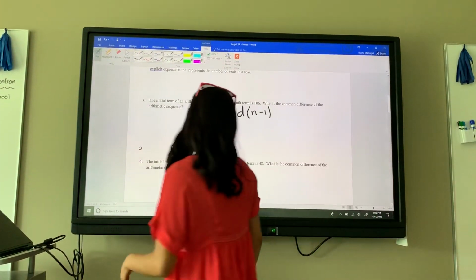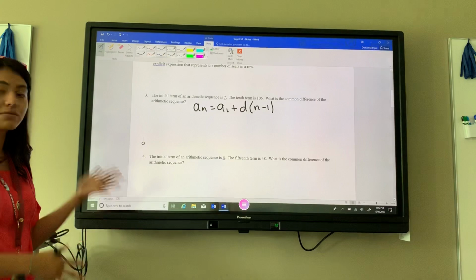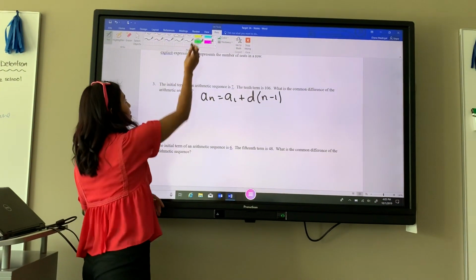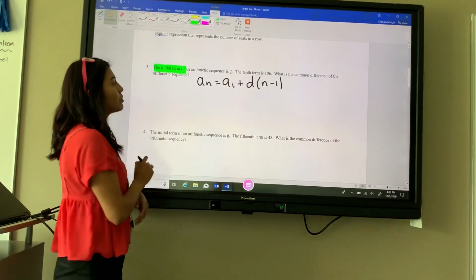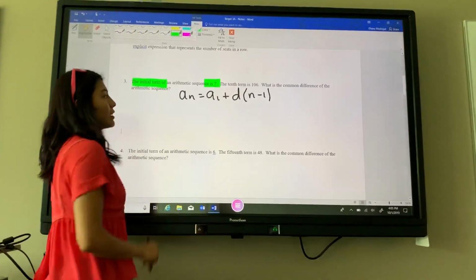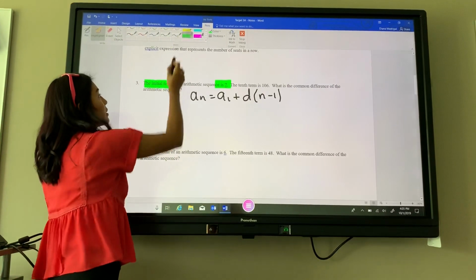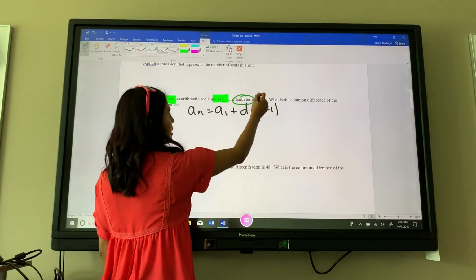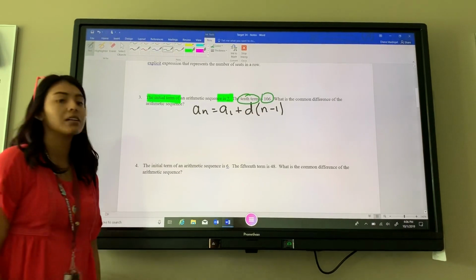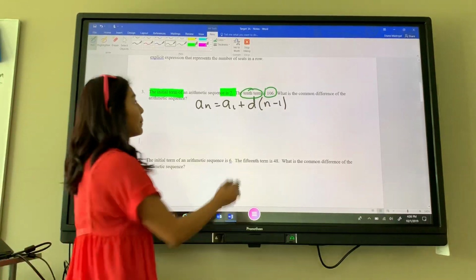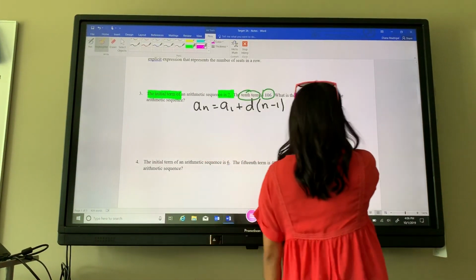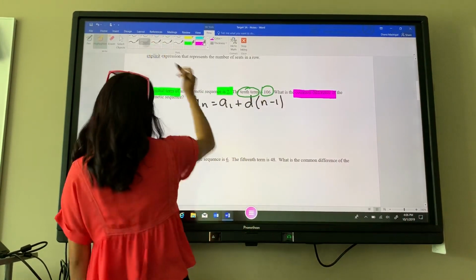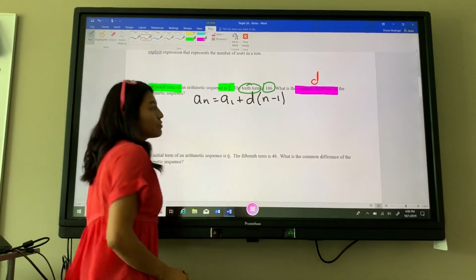Alright, moving on to number 3. Again, we need to read the words, identify what's given to us. It says the initial term is 7. Okay? The next one, it says the 10th term is 106. Now they're asking you what is the common difference. What does that mean? They're asking you to find D. Common difference. Remember, that's D. We need to find the difference.